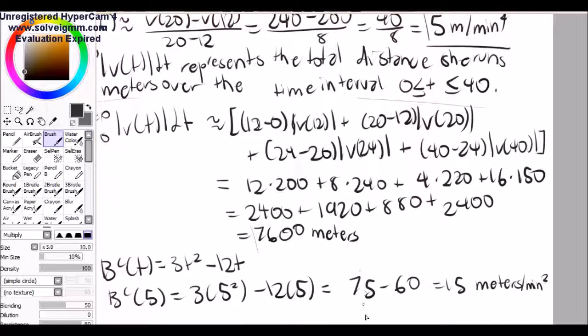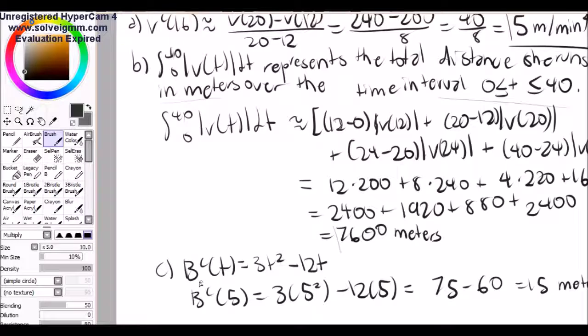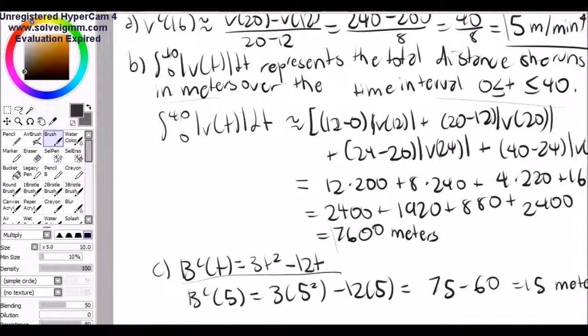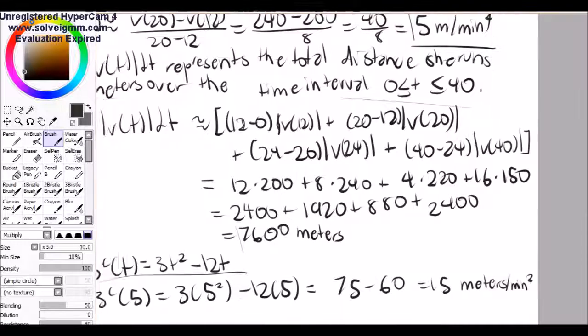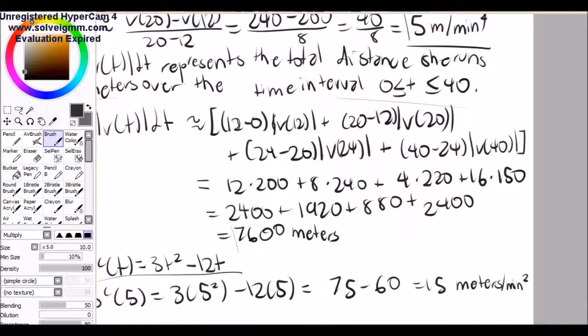For scoring, you get 1 point for finding the derivative of b(t) correctly, and then another point for getting the answer. So part C is worth 2 points total.